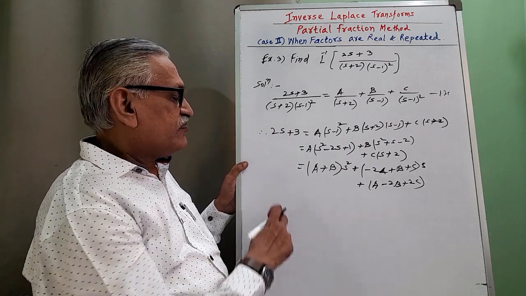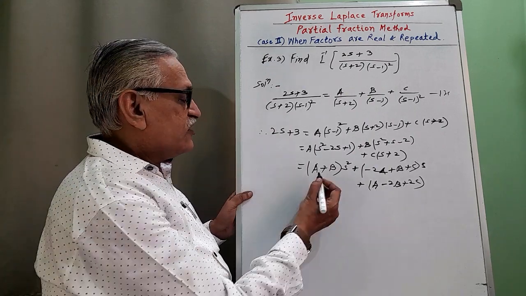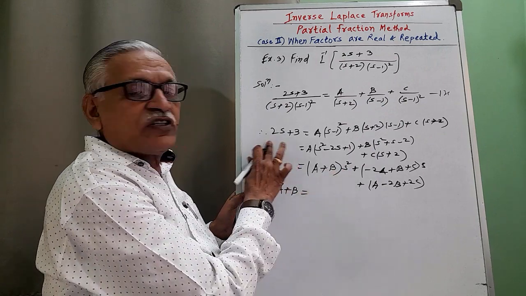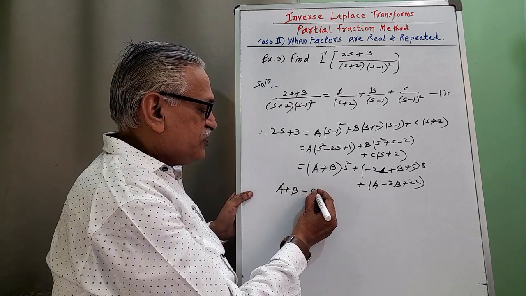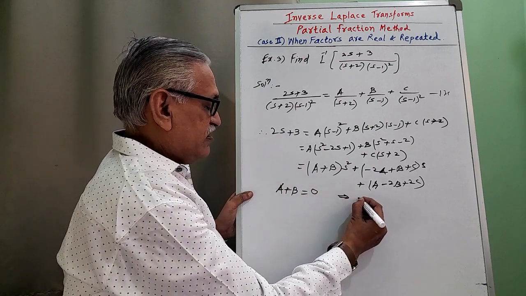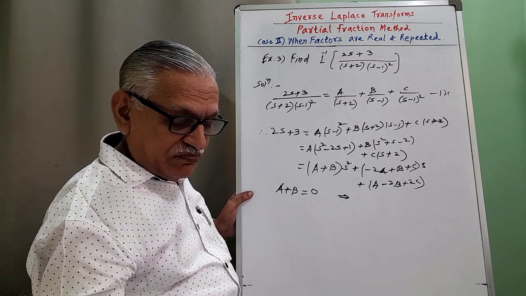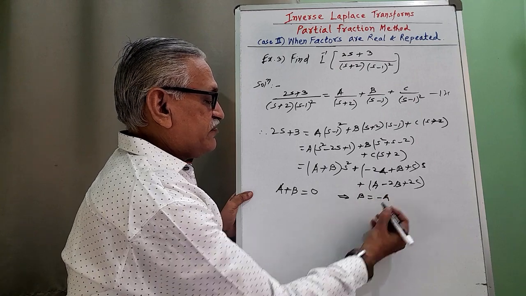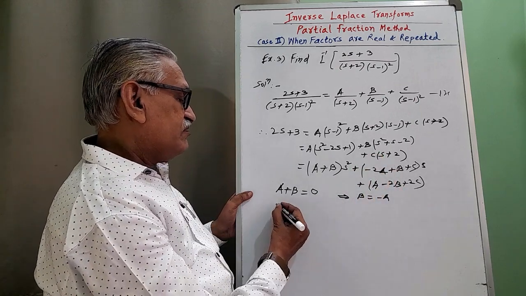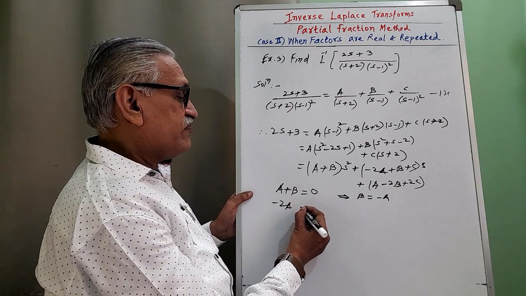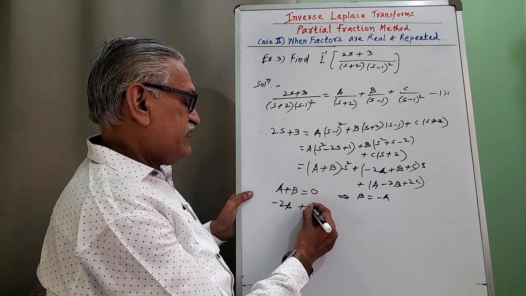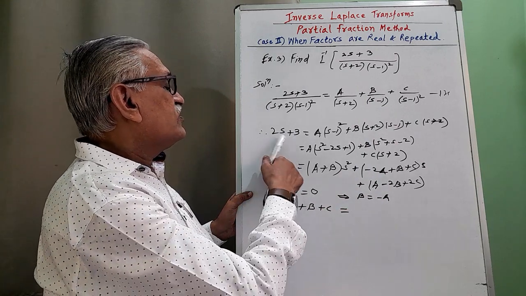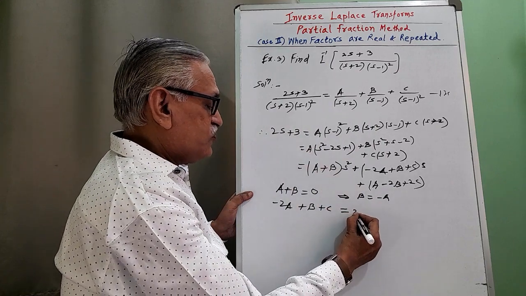Comparing two sides, as equality sign is there, the coefficient of s square is here a plus b, and no term of s square on the right, therefore its coefficient is 0. It implies b is equal to minus a. Then minus 2a plus b plus c is equal to, coefficient of s is here 2, therefore equal to 2.